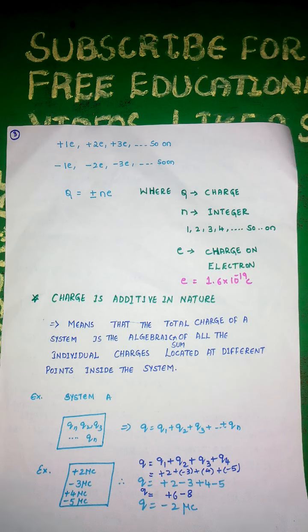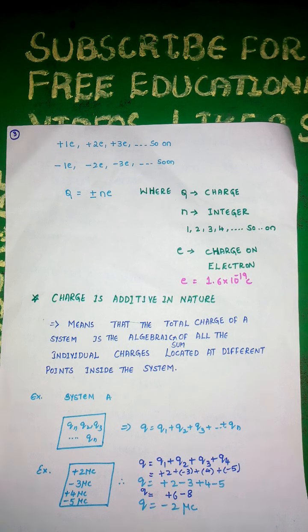So the quantization rule, you know, right? Quantization means integral numbers, like 1, 2, 3, 4 electrons are present, not half an electron or 1/3 of an electron. So according to the quantization rule, charge is equal to plus or minus ne, where q is the charge, n is an integer, 1, 2, 3, 4 and so on, and e is the charge of the electron, that is 1.6 into 10 to the power of minus 19 C.